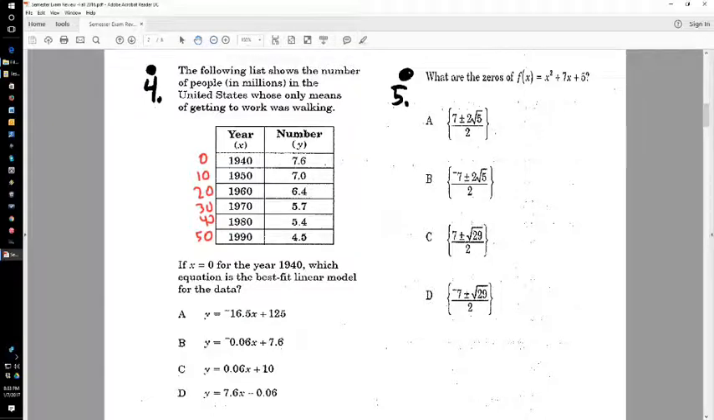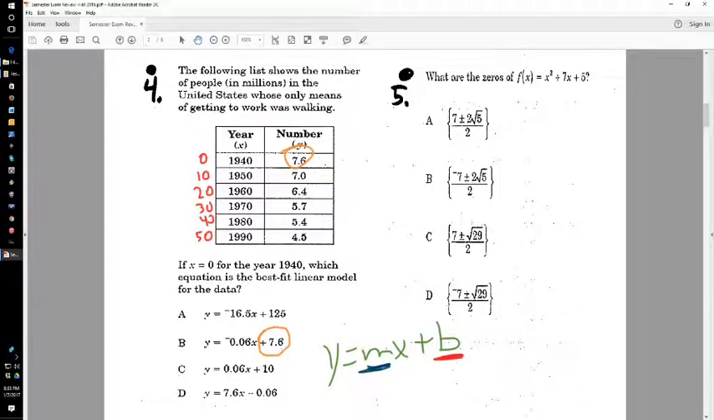Remember your y equals mx plus b? Alright, your slope was the m value, and your y-intercept is the b value. That's where x is 0. Well, here, x is 0 and y is 7.6. Alright, so I would go ahead and venture a guess that this is probably your answer.